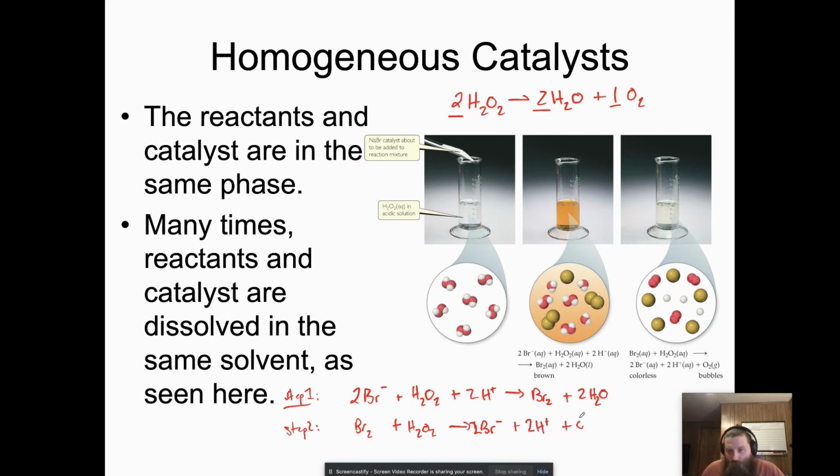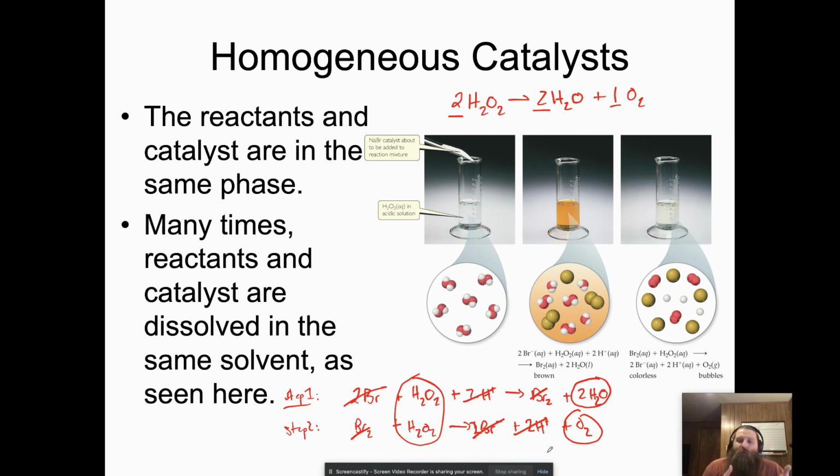and an O2. All right, well, let's look and see what's on both sides. 2 Br minus on the left, 2 Br minus on the right, Br2 on the right, Br2 on the left, right? 2 H plus on the left, 2 H plus on the right. And I'm left with 2 H2O2 breaking down into 2 waters and an oxygen, which is exactly what we should have from our initial given reaction.